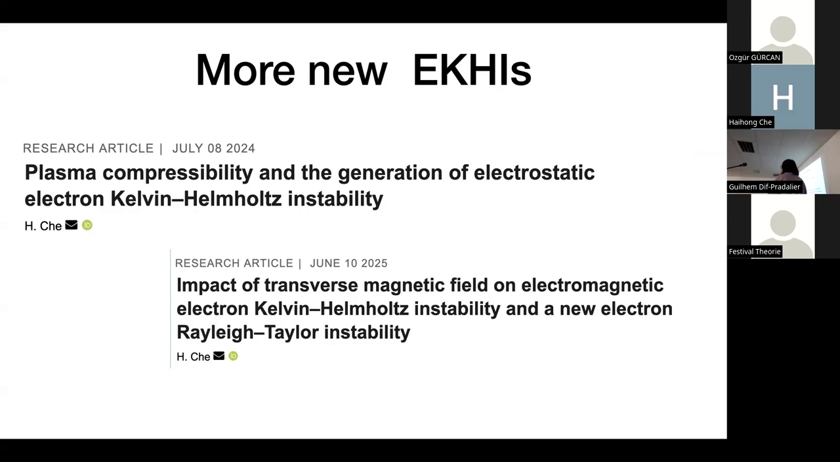And it requires the velocity shear to be larger than the electron velocity. And if we have a transverse magnetic field, it will produce a new electron Rayleigh-Taylor instability. This is because the frozen condition still holds before the occurrence of HChe. It has an electric field. The electric field plays a similar role to gravity, so it will create a new electron Rayleigh-Taylor instability.